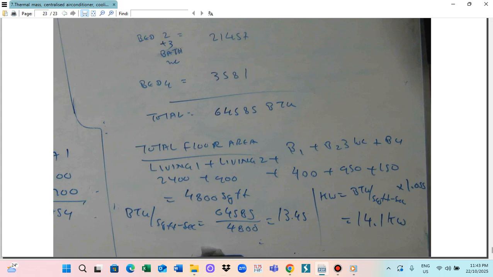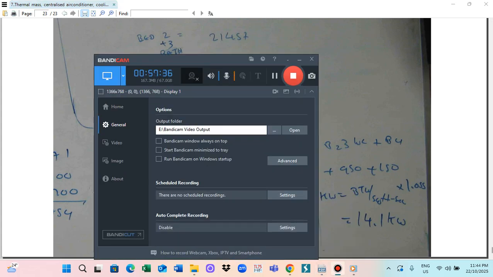All the doors, windows, everything, we calculate by formula and we add all of it. Firstly we calculate the BTU per square feet. All BTU divided by total area, 4800. Then you get the BTU per square feet. Approximately for the kilowatt calculation, BTU per square feet multiplied by 1.055, you get 14.1 kilowatt. So the machine requires 14.1 kilowatt. So you need a 14.1 kilowatt air conditioner.